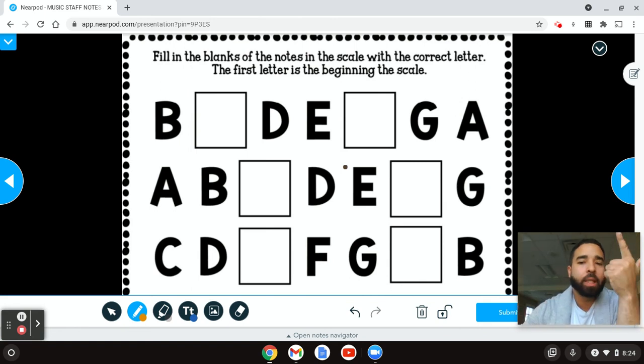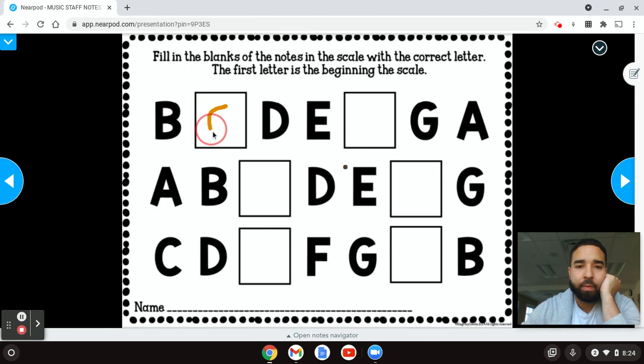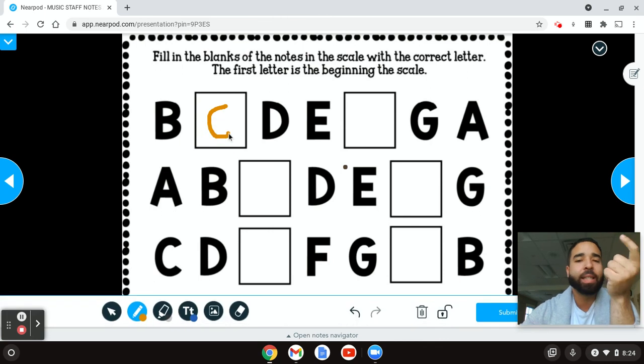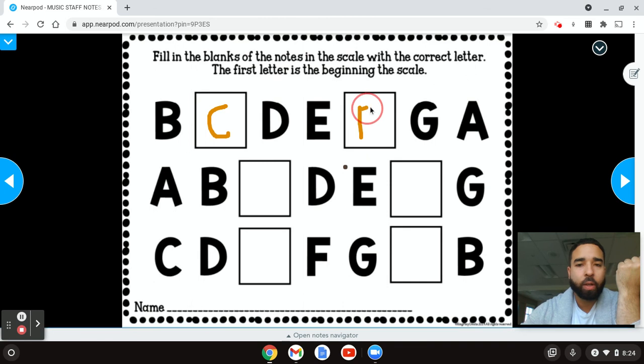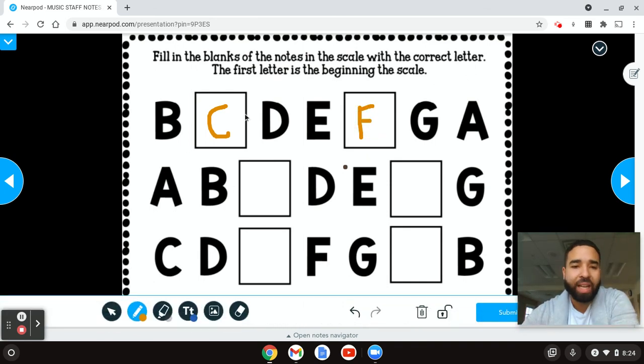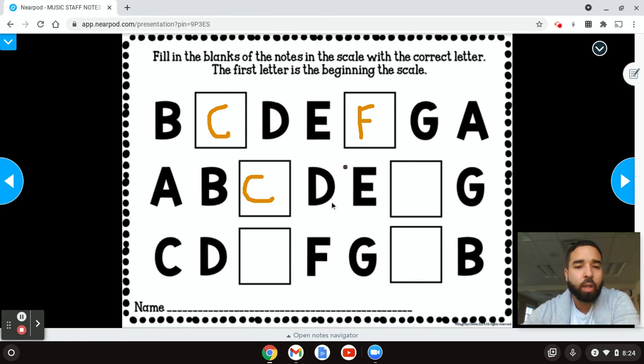Let's think about it. A, B, C, of course, comes after B. D, E, comes after E, F. Okay, we're just going to move on quickly because I figure you guys mostly have this. G, A. All right, and then this second line should have been the easiest line of all, I would say. A, B, C, D, E, F. We're using A, C, and F again.